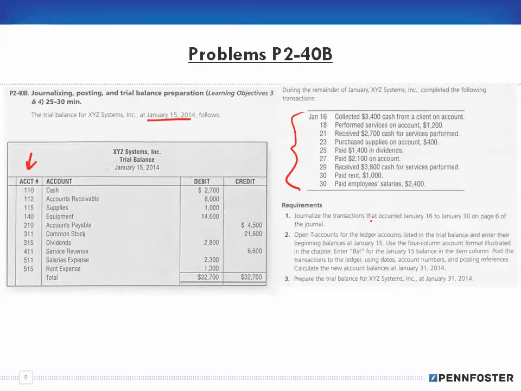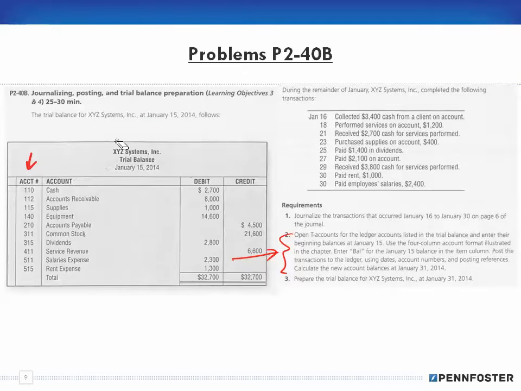It says journalize the transactions. Then it says open T accounts for the ledger accounts listed in the trial balance and enter the beginning balances at January 15th. Use the 4-column account format illustrated in the chapter. Enter balance for the January 15th balance in the item column. Post the transactions to the ledger using dates, account numbers, and posting references. Calculate the new balances at January 31st. This is going to be a little bit more complicated, but to be honest with you, that's the way it should be. A good set of books should start looking like that. And then number 3 says prepare the trial balance.